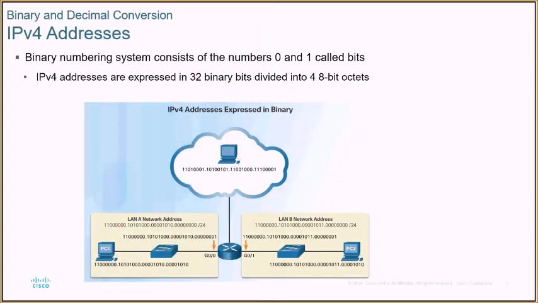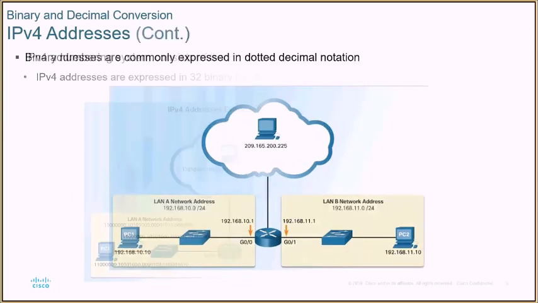Because these numbers are stored and used by computers, it's binary numbering. Binary numbering is just bits, which have two possible values, 0 and 1. An IPv4 address is 32 binary bits, but when it's displayed to us, it's displayed as 4 8-bit octets, translated into dotted decimal notation, as it's called.